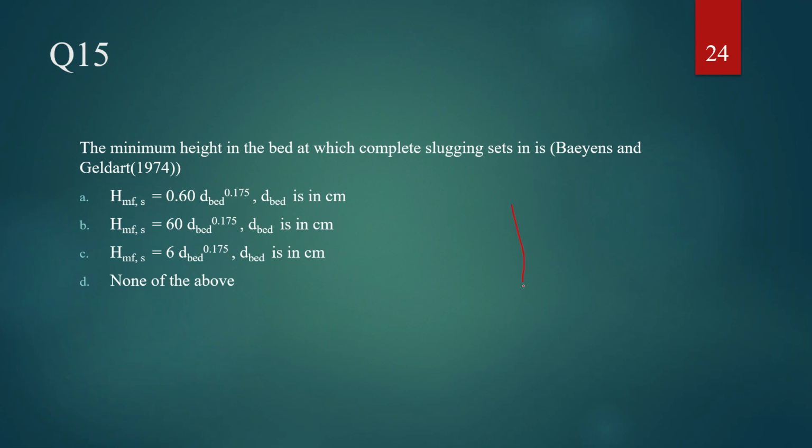What this question means is that, according to the Baeyens and Geldart model, there is a minimum bed height above which complete slugging sets in. If the bed height is less than this, that is in shallow beds, slugging would not occur. So what is this height? How do we calculate it? It is given by this formula, where D bed is raised to the power of 0.175.